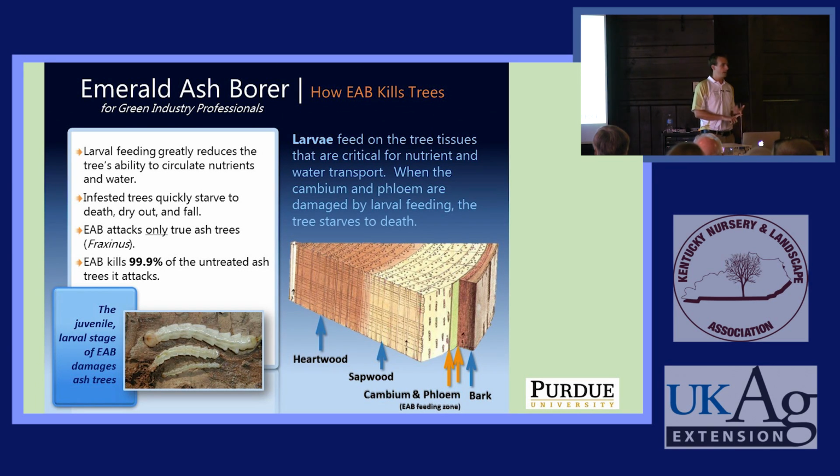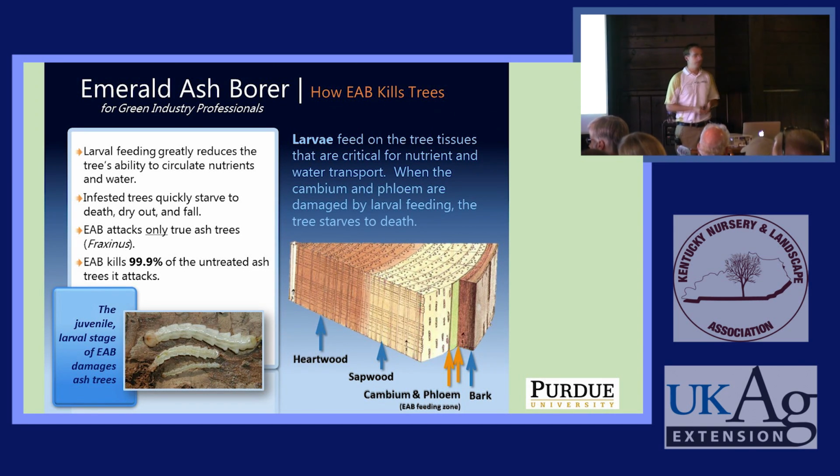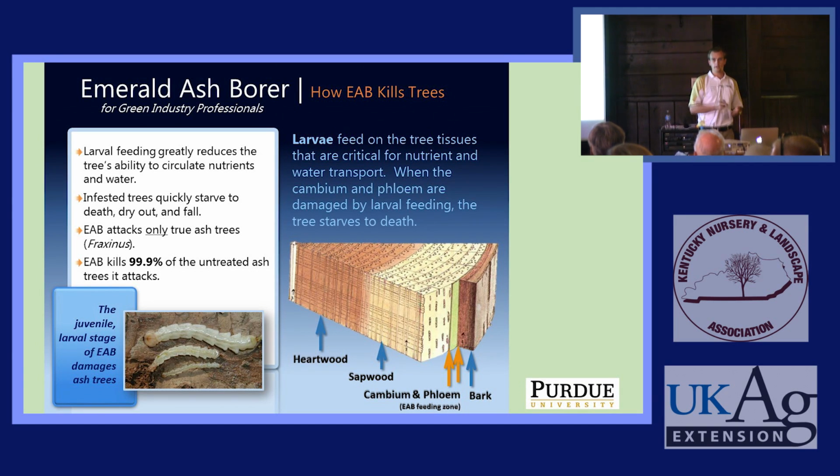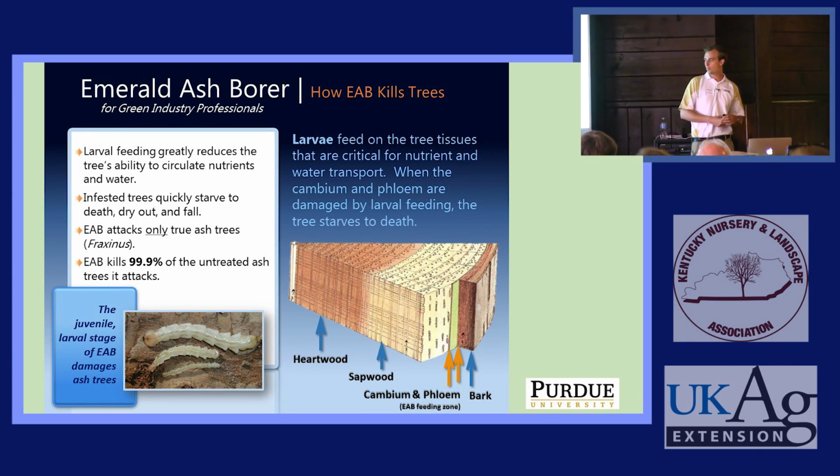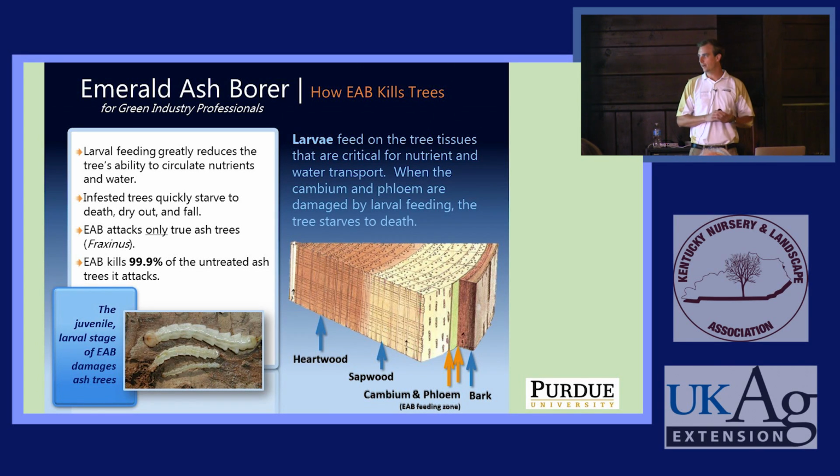It only attacks true ash species, so it doesn't attack mountain ash, but blue ash, white ash, green ash, black ash are all susceptible. Approximately 99.9% of untreated ash trees will die. You heard a guy earlier talked about that he saw a couple ash trees that were in really good condition, looked like they were healthy trees surrounded by an area of dead ash trees. Those are the few that escaped the 99.9% death rate, but I wouldn't roll the dice in a client's yard and say that it's probably going to get through the invasion wave, because I highly doubt it will.